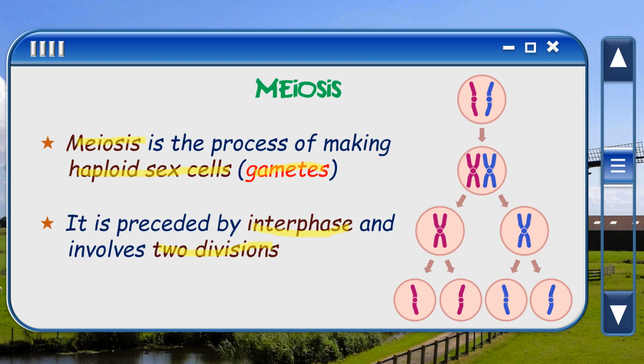It starts with interphase, the phase where the cell is preparing itself for cell division, creating organelles, creating enough energy, and storing enough nutrients to make sure that the cell undergoes the division. It undergoes the first division, which we call the first meiotic division, and then it undergoes the second division, which we call the second meiotic division.